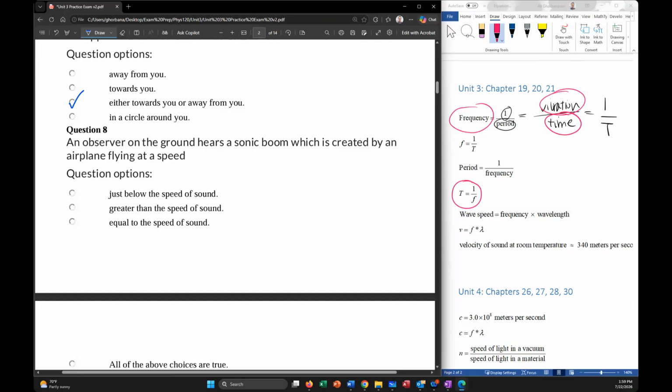If something moves with a velocity bigger than the velocity of sound, you are more likely to hear a sonic boom. Let's say you are on the ground and there is an airplane moving with a velocity bigger than the velocity of sound. Sometimes you hear a boom, which means you are in an area where you can hear the sonic boom. Which one is the right answer here? Greater than the speed of sound.